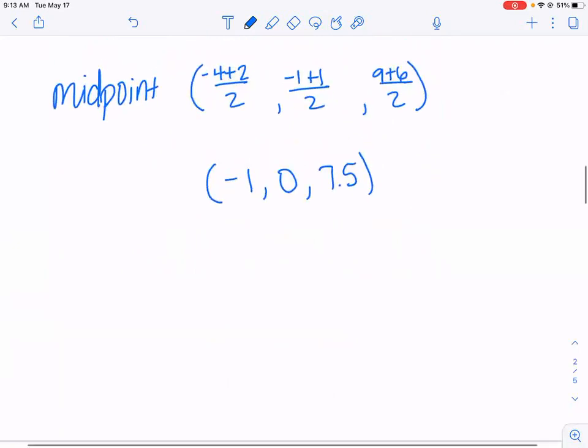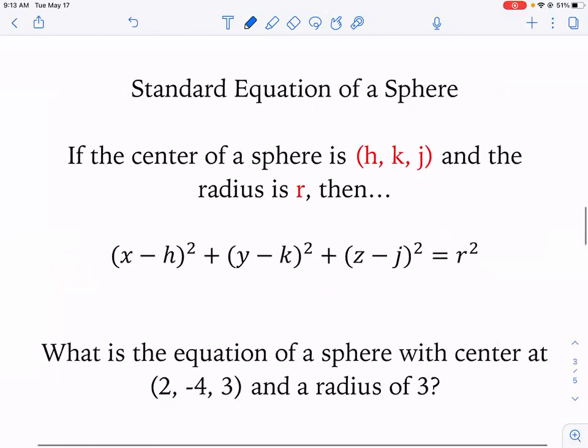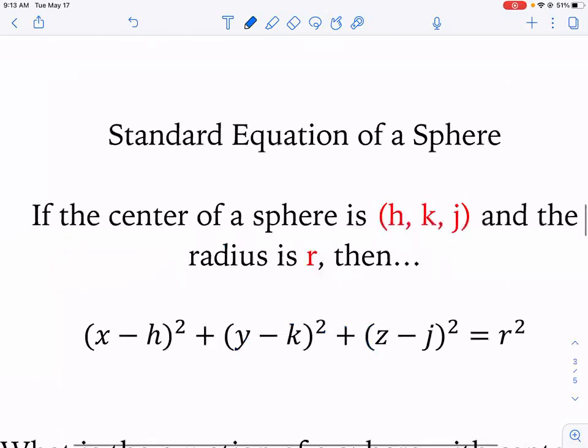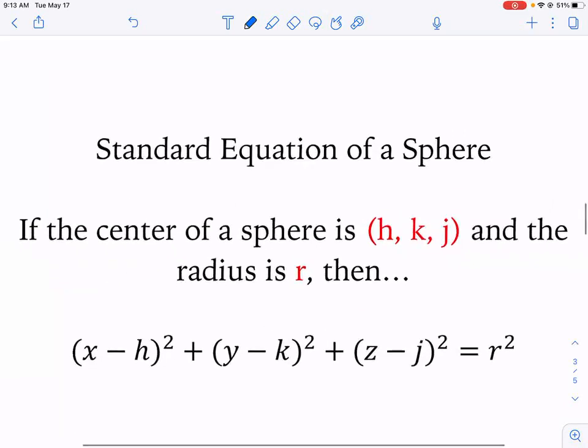Okay, in 3 dimensions, what happens to a circle? It becomes a sphere. Okay, so we're gonna talk about the equation of a sphere. Very similar to the equation of a circle. We have a center, h, k, j. Just go with it. I know it's gonna bother some of you. Just accept it now. And then we have radius r.